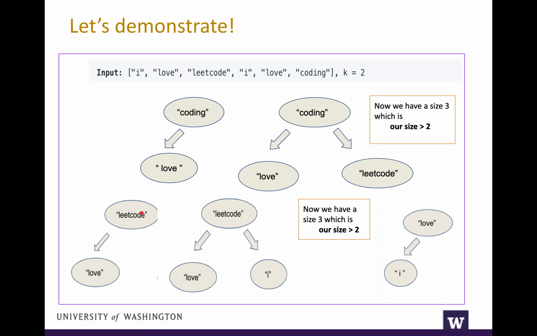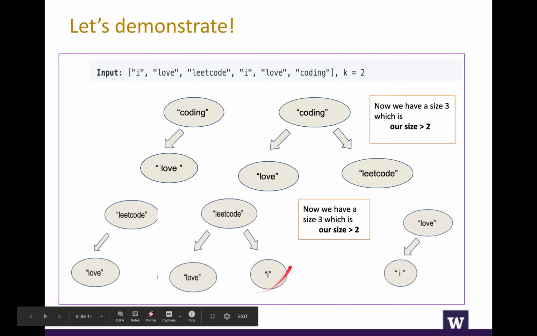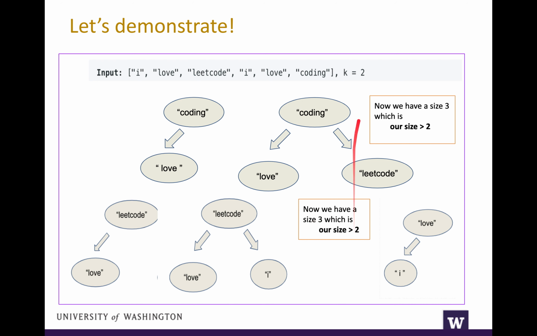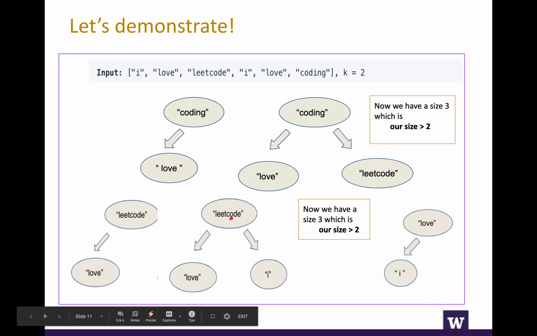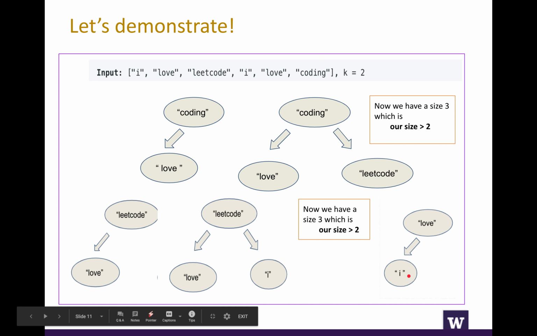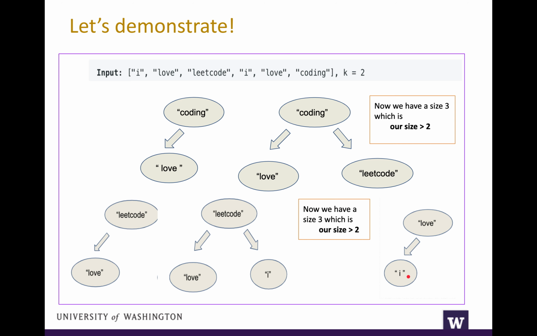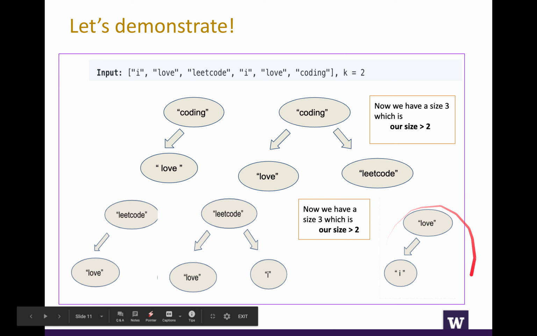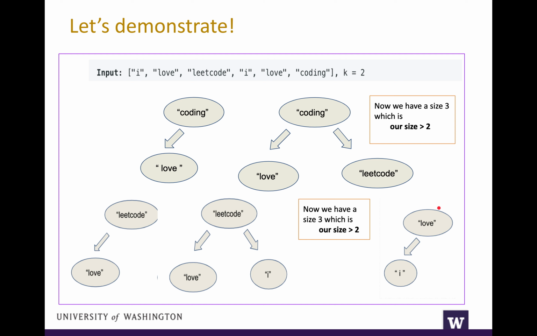And the last word, we are going to insert I. So now we are maintaining the invariants, but here we do have a size 3 that is greater than our k, which is 2. So then we can simply poll leetcode, because we know that in this stage, leetcode has the smallest frequency. Therefore, what's going to be left is love and I. And then I believe the question asks you to return it as a list, so you can just simply poll whatever is left in the priority queue, and then add it to your list, and then return that.